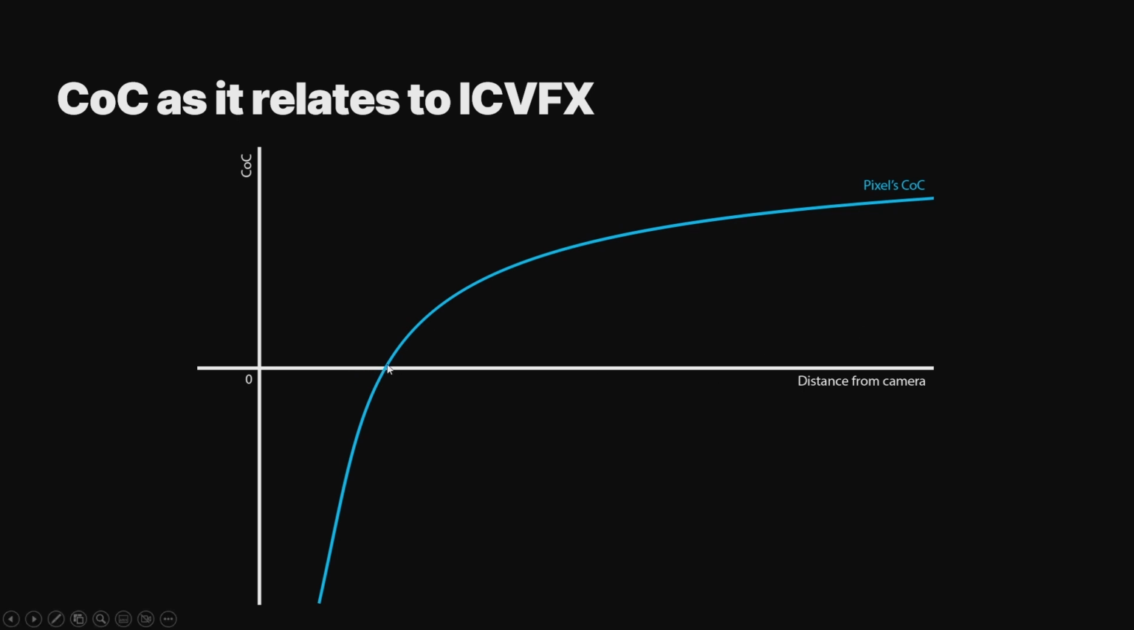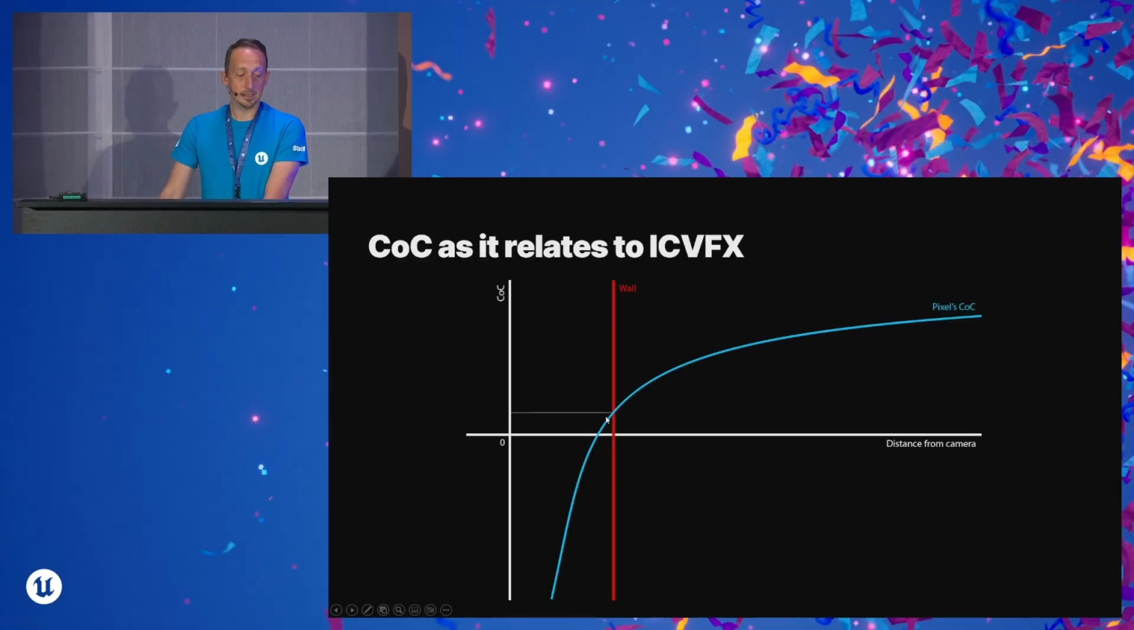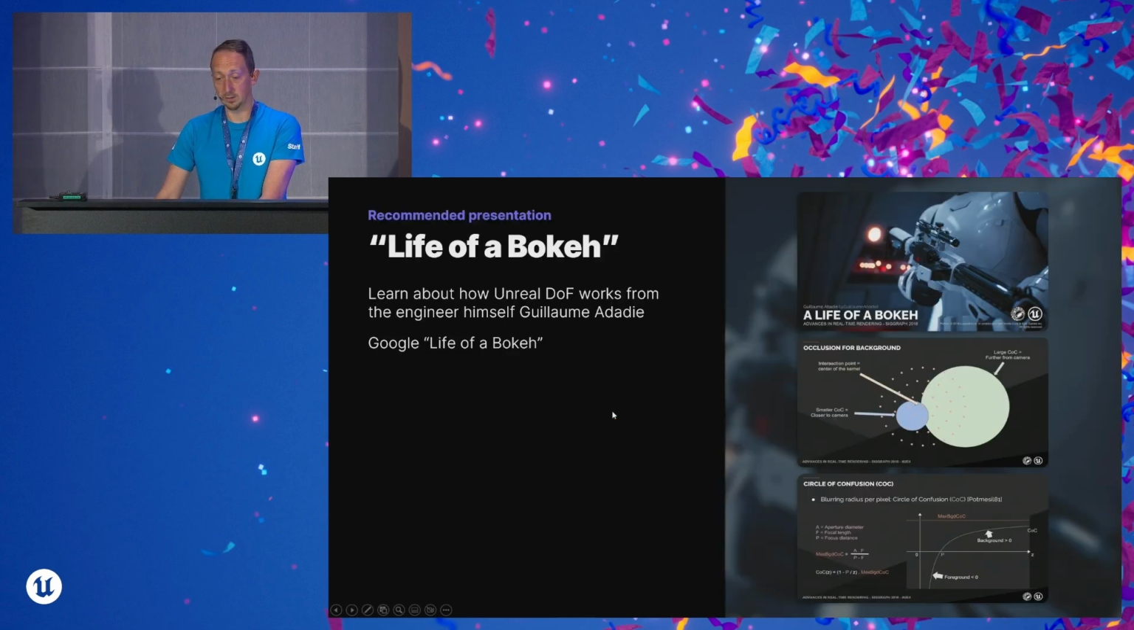This point here is the focus distance. Below this line are negative values. That's effectively your foreground blur, and everything above this is your background blur. But of course, there's an LED wall. So if this is a circular confusion of 0, because it's like no blur, it's in focus, you can see the LED wall has got a larger circle of confusion.